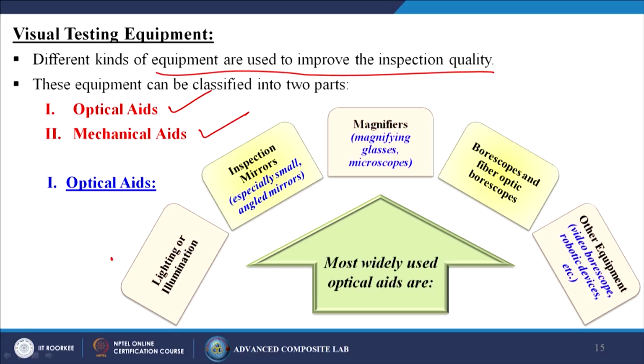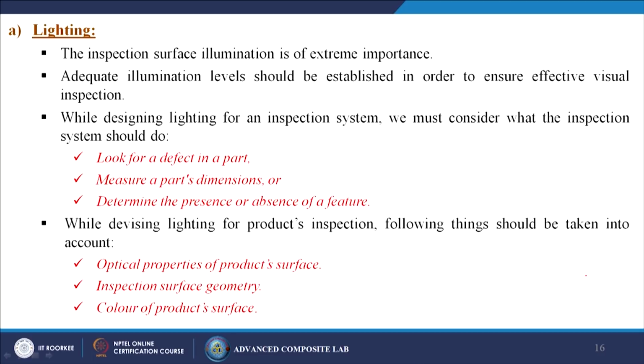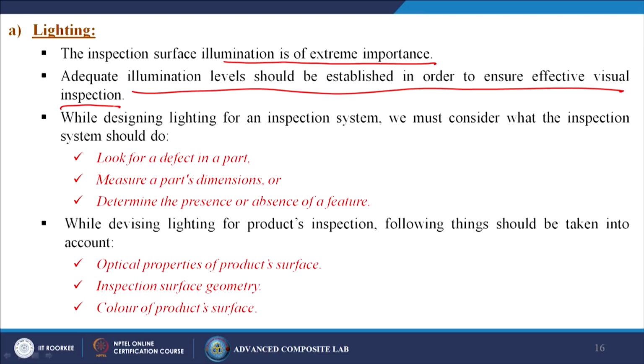One is lighting or illumination, the second is inspection mirrors, especially small or angle mirrors, magnifiers, generally magnifying glasses or microscopes, borescopes and fiber optic borescopes, and other equipment like video borescopes, robotic devices, etc. So, what is lighting? The inspection surface illumination is of extreme importance. Adequate illumination levels should be established in order to ensure effective visual inspection. As I told already, we need clear light to see particular cracks or defects.